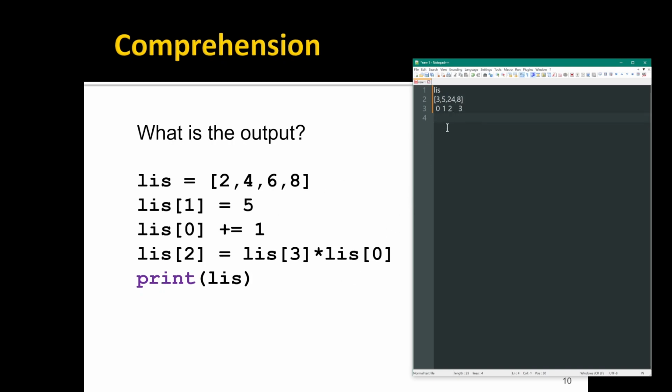And the last line says print the current value of lis, and since we kept track just in one spot, the current value is 3, 5, 24, and 8.